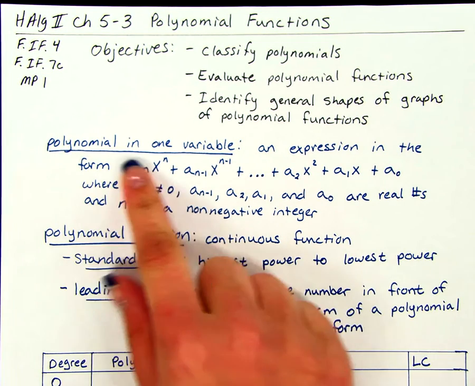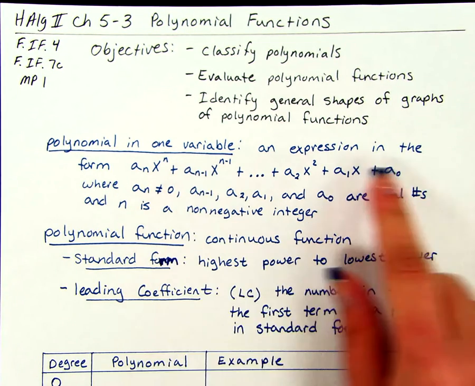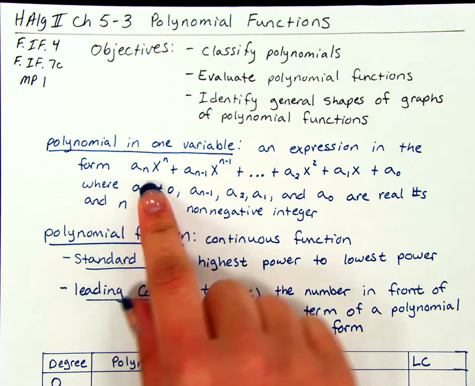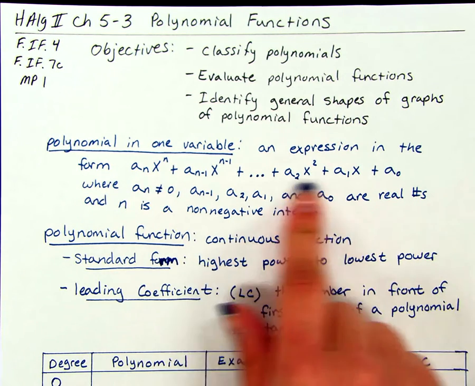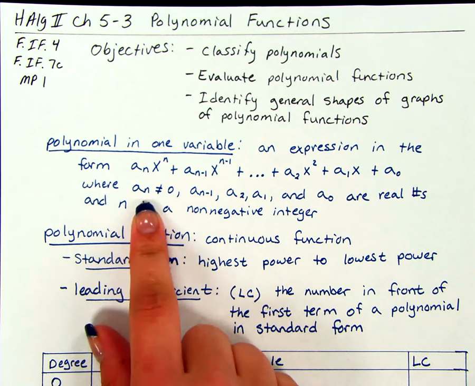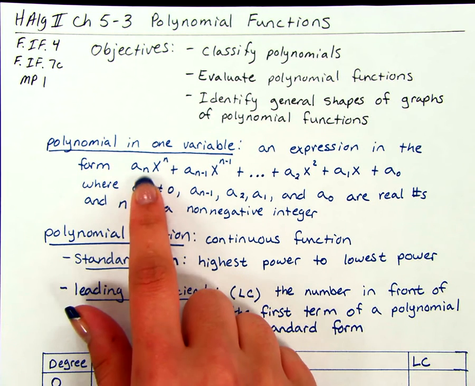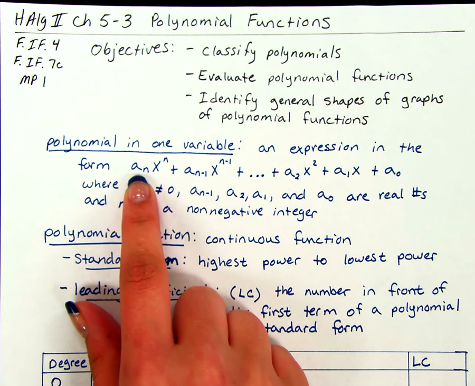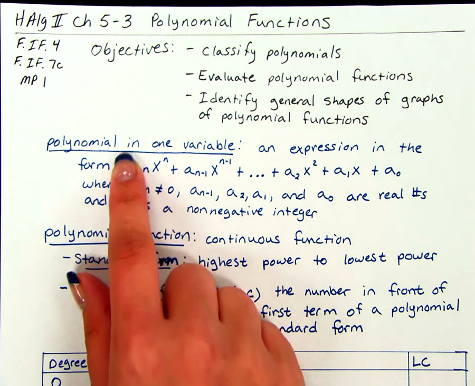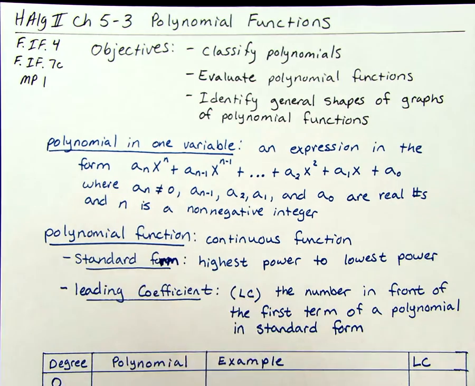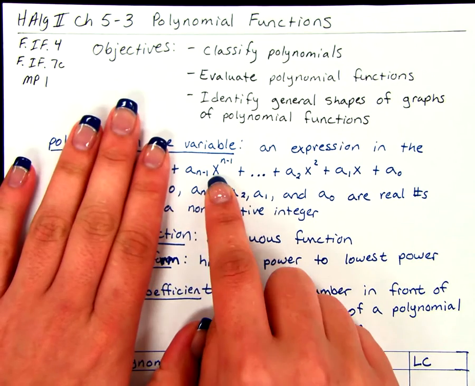Okay. So to start with, we are going to define a polynomial in one variable. A polynomial in one variable is an expression in the form of this general equation here, where a sub n can't be 0. That's just talking about this first term. That can't be a 0, because if this number in front is a 0, then this term would go away. It would simplify down, and then we would start with this term.